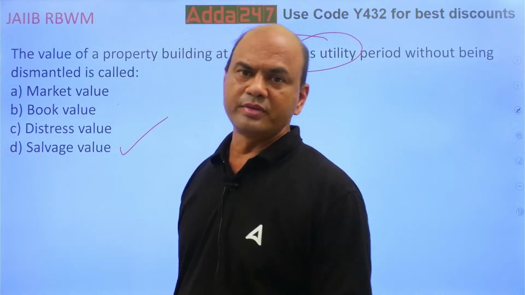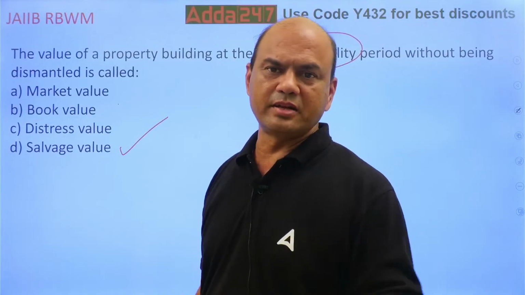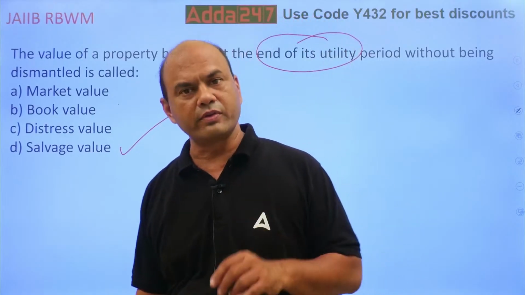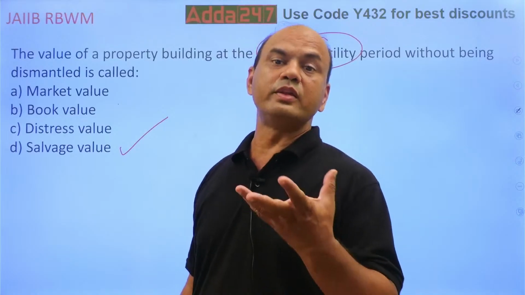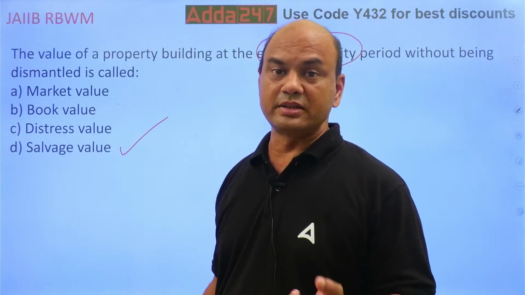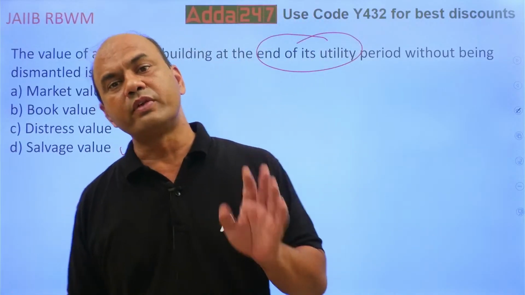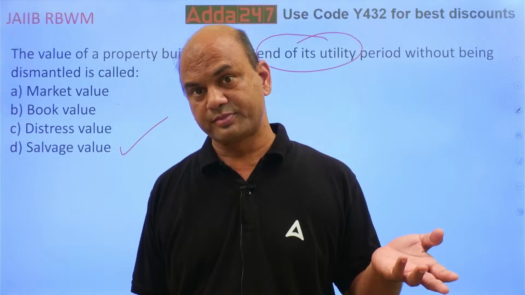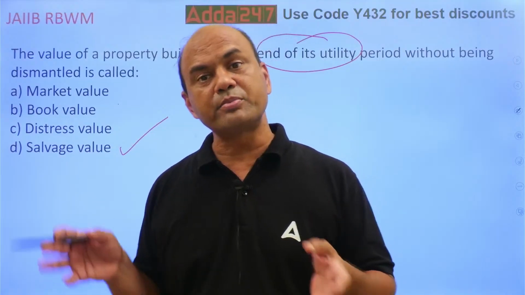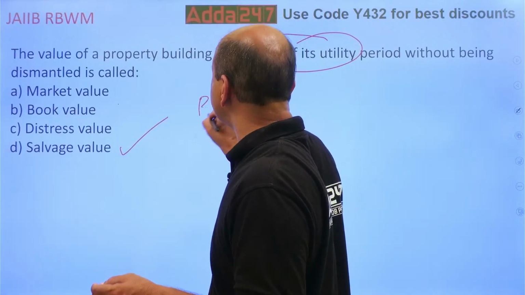Market value means what the property is selling at right now, what a similar property is selling at. Book value. Understand the meaning of book value. Book value means core value, inside value. Let me discuss it only for property. Book values are of various types. Book values are there in shares also, or bonds also. Book value is there in property also.